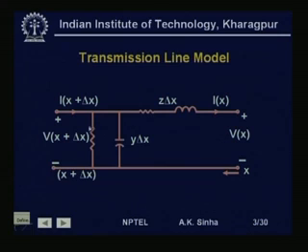Normally for a 60 hertz line or 50 hertz line, the power frequency line, this conductance is negligible, and most of the time we neglect this conductance. So, we have resistance and inductance per unit length of the line. This will form the series impedance per unit length of the line, and we have the capacitance per unit length of the line, which forms the shunt admittance of the line.